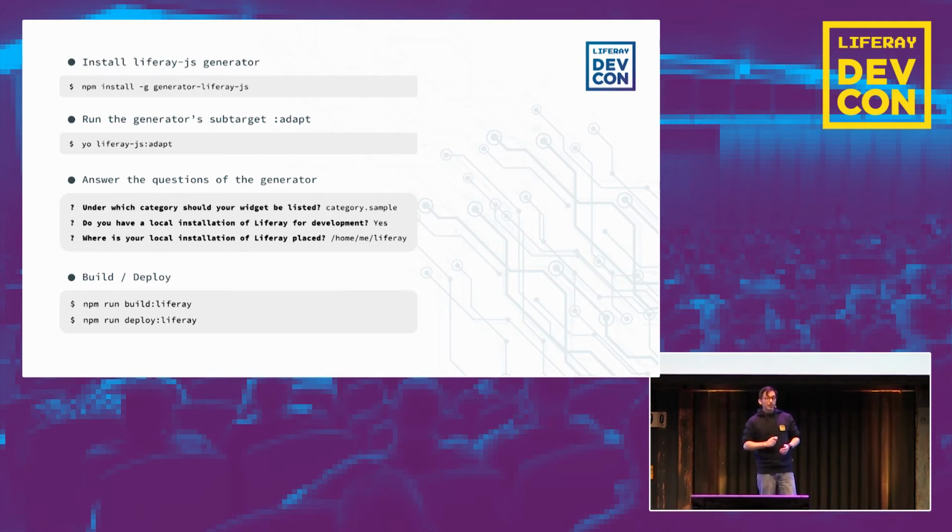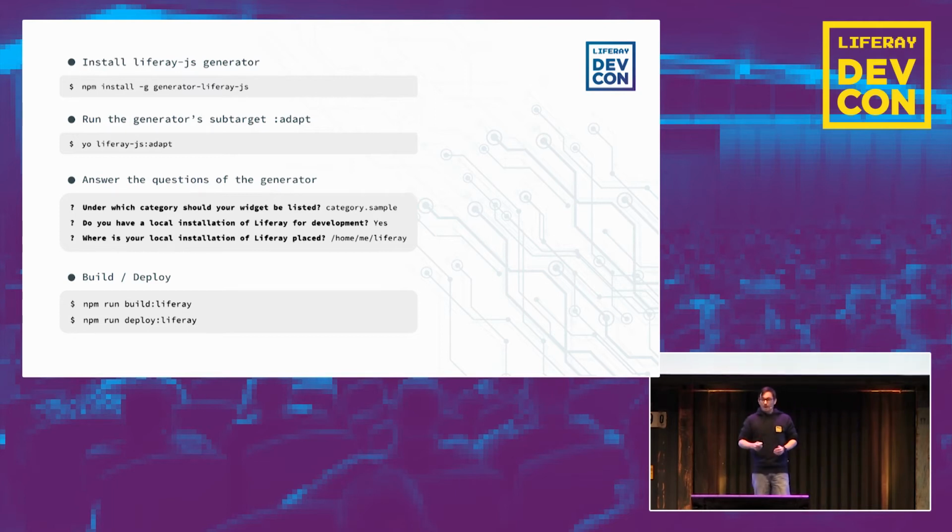First one is build Liferay. This one will compile and package all our project into a jar file, a jar file that we can throw to any Liferay installation. It will work. And deploy Liferay will first run a build to create this package, this jar, and then it will automatically deploy it to the installation we specified during the adapt process. So that's it. No tricks. We don't need to know to do anything else.